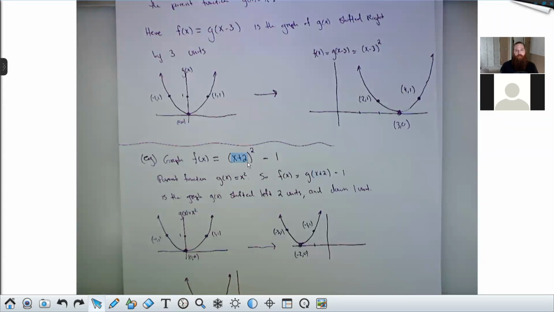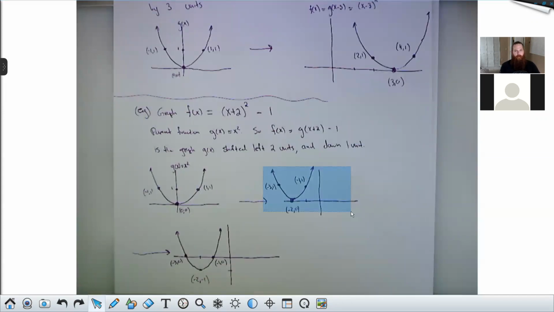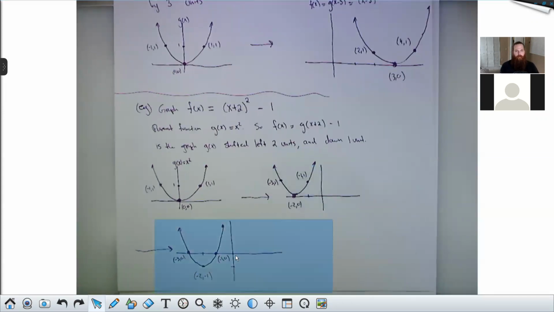So adding 2 on the inside takes me left 2 units. That goes from here to here. And then subtracting 1 on the outside brings me down by 1 unit. So here's the left shift, and then here's the shift down. And this is my final answer. This is my graph.